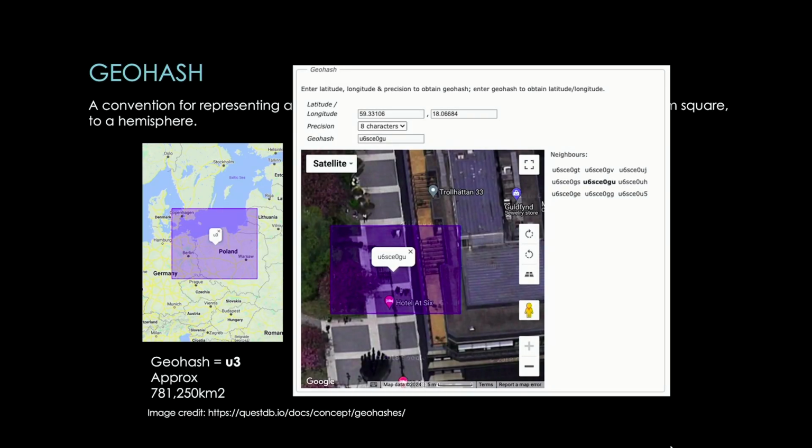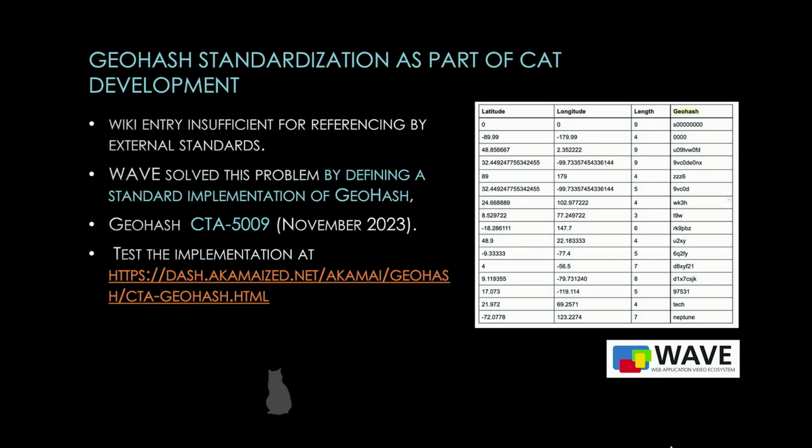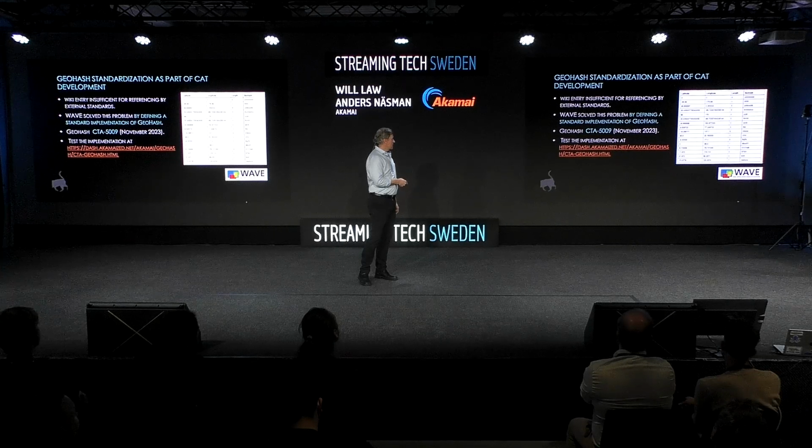This is the geohash string for hotel at 6 where we are now. And that's not even the smallest one, right? We can come down to a 3-meter square. So as part of the development, we actually released a referenceable version of geohash. It's called CTA 5009, and you can download it. It's free to use, and you can go test it out on this page here.